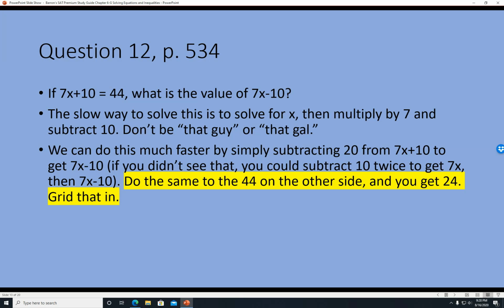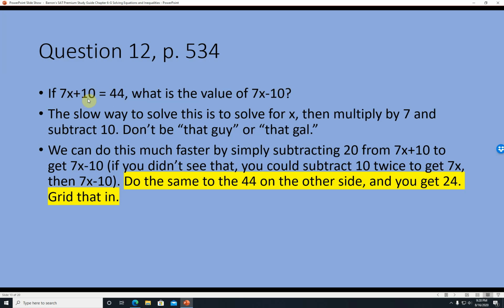That's more complex, and it also makes it more likely you're going to make a mistake than if you just automatically recognize, hey, wait a minute, this is 7x plus 10 and this is 7x minus 10. So all I have to do is subtract 20 to get to 7x minus 10. Boom, 44 minus 20 is 24. I don't even really have to think about it.